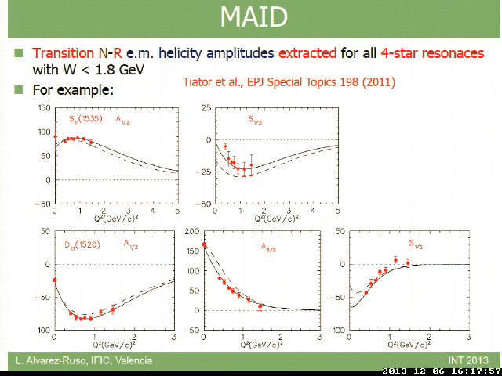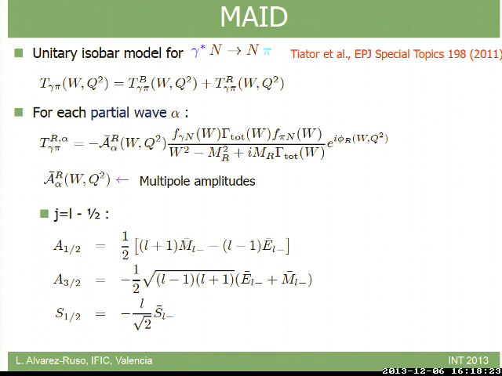They are all helicity amplitudes for a given transition. This is for a specific resonance, and they are extracted at the peak, so at W equal 1535 or 1520 or 1232. I can go back here. In MAID's model, the W dependence is in the denominator here and here. I didn't write it explicitly.